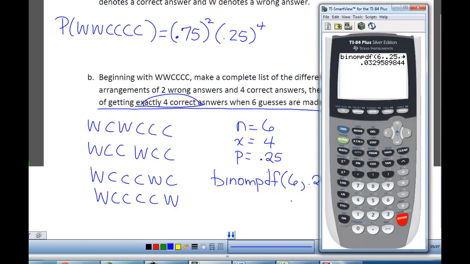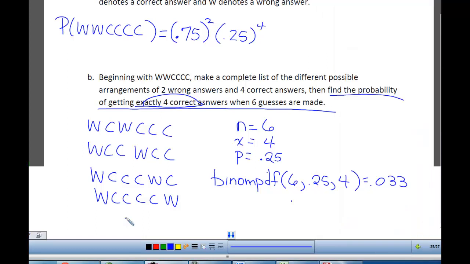Okay. Some of the operating systems change. So your trials, you're going to put 6. You're going to put 0.25. And then for the X value, you'll put, was it 4? And then you have to hit highlight, paste, and hit enter. And enter again. Okay. All right. Questions about that?